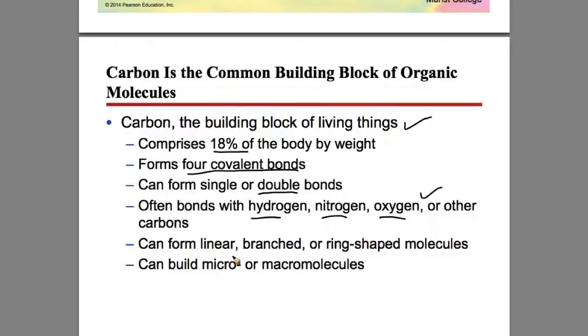It can form quite a variation of different types of chains. They can be linear chains. They can be branched or even ring shaped. And they can form small molecules. We can call them micromolecules, but more often you find the term macromolecules. So these are rather large compounds, so they can form very, very large chains of carbon compounds.